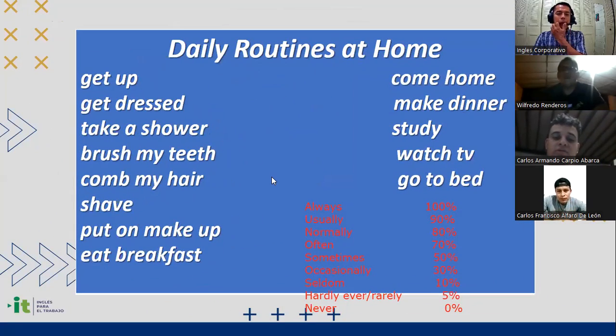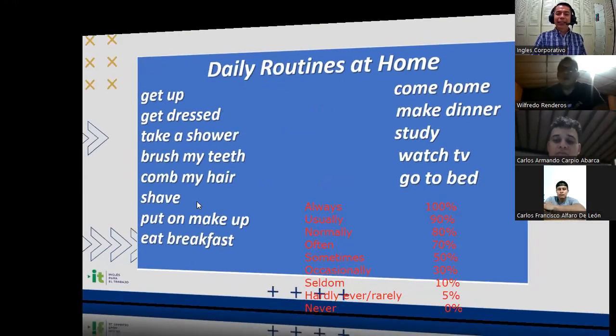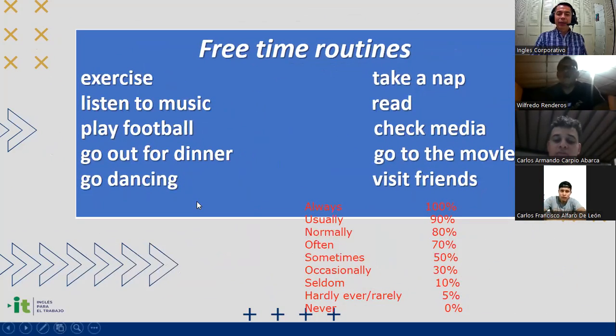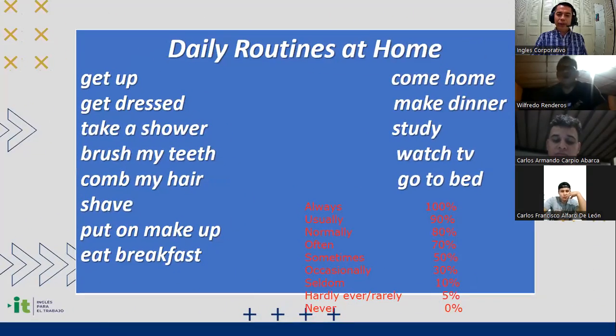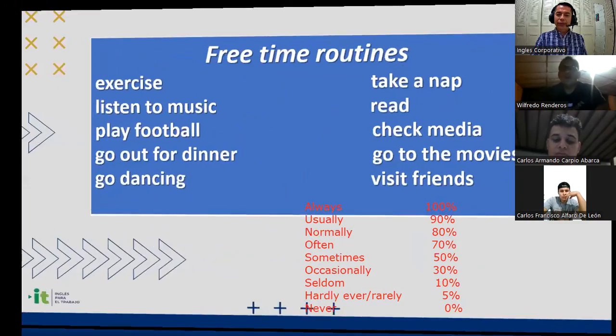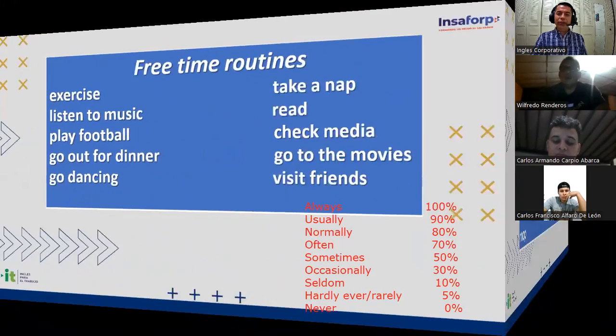Any question about the daily routines? How do you say comb my hair, for example, in Spanish? How do you say put on makeup? Ponerse maquillaje, right? Yes. How do you say go out for dinner, go dancing, take a nap, check media? Any question? ¿Hay preguntas por el vocabulario, chicos? Questions? No, okay, let's continue, right?